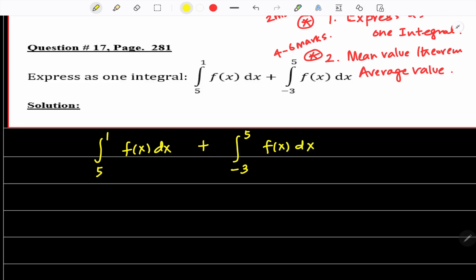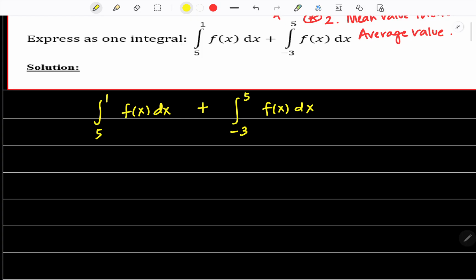First look at this integral and look at their limits also. You just draw a small real line. This is 0, but it is not given. Don't put 0 if it is not given. Where is 1? 1 is here. And where is 5? 5 is here. So we marked 1, we marked 5. The remaining is minus 3. So just put it like this first.